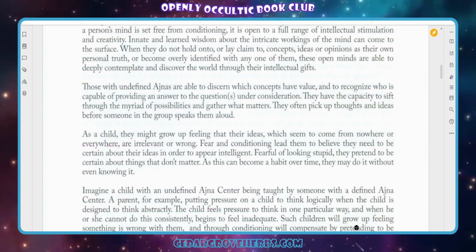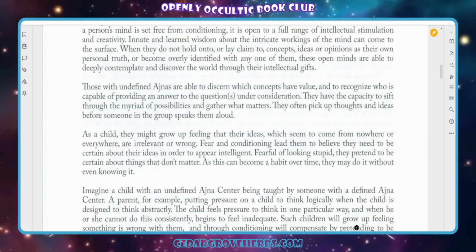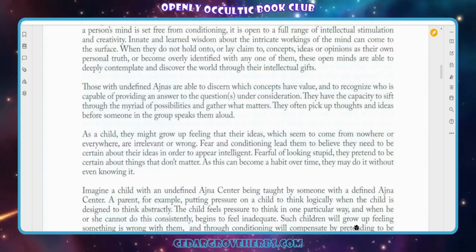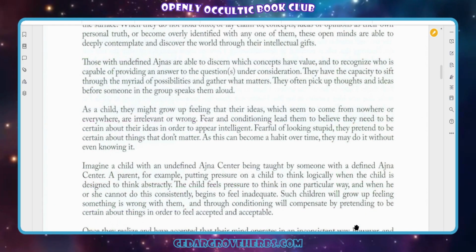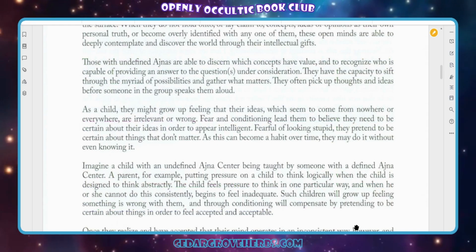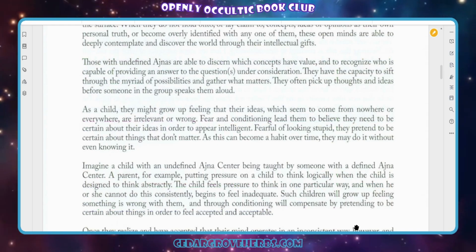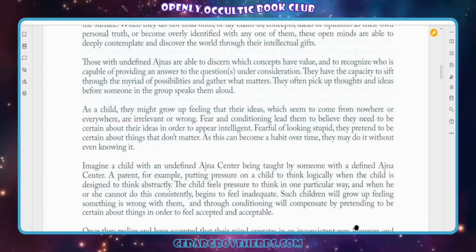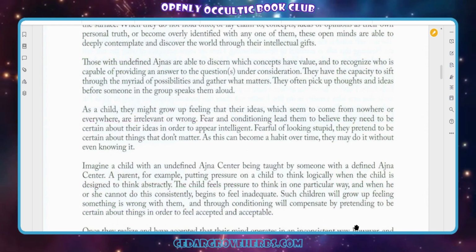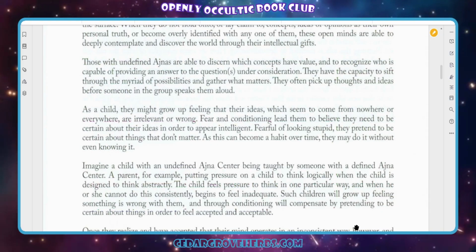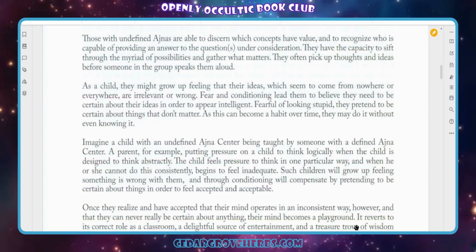As a child, they might grow up feeling that their ideas, which seem to come from nowhere or everywhere, are irrelevant or wrong. Fear and conditioning lead them to believe that they need to be certain about their ideas in order to appear intelligent. Fearful of looking stupid, they pretend to be certain about things that don't matter. As this can become a habit over time, they may do it without even knowing it.